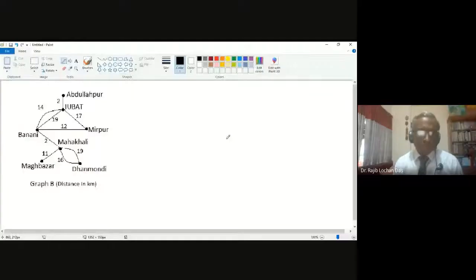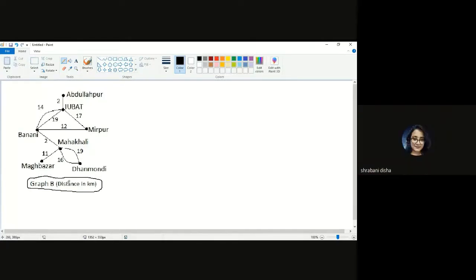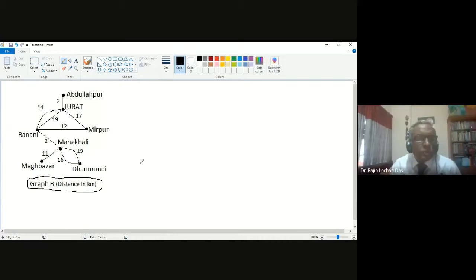Shortest one, then you have to calculate. So I am taking one graph example here. This is one graph example, and it is about the distance in kilometers. Can you see the graph? Yes, sir. This is just imaginary numbers.